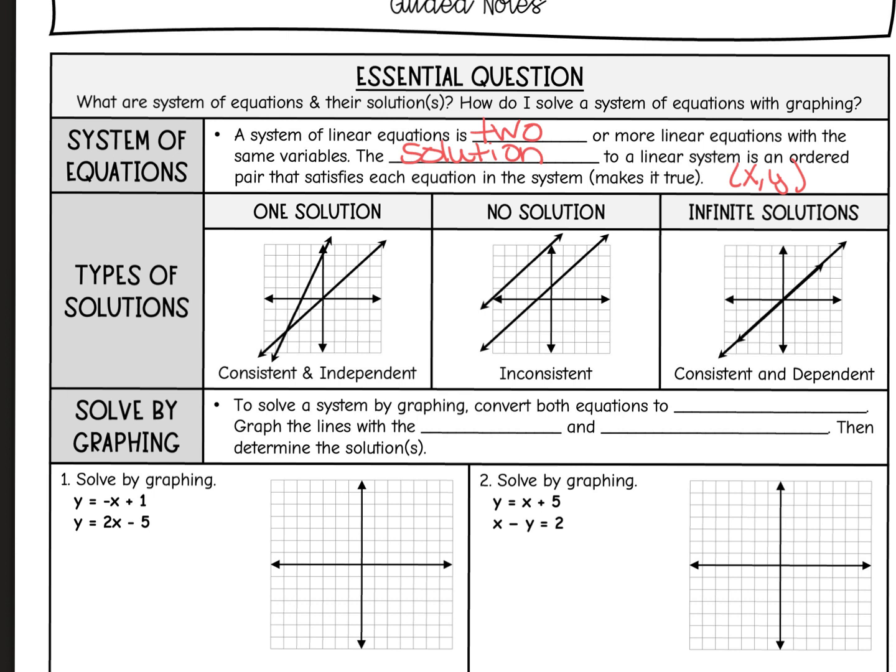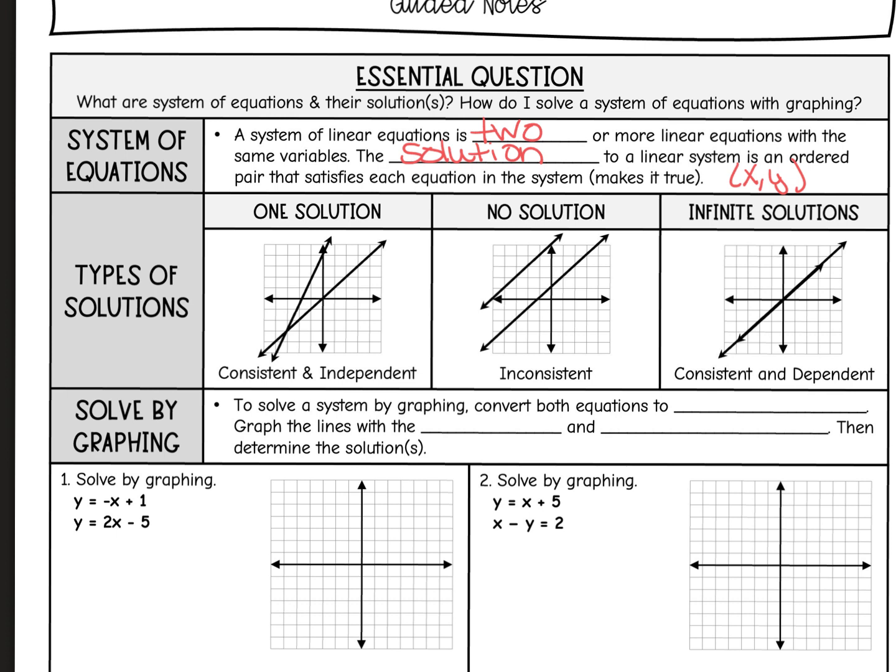So first off, this should have been a reminder from our pre-algebra. A system of linear equations is two or more linear equations with the same variables. And the solution to a linear system is an ordered pair that makes each of these true.